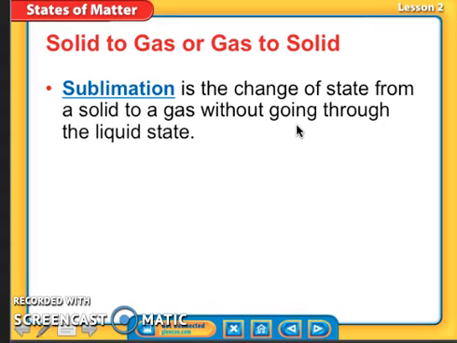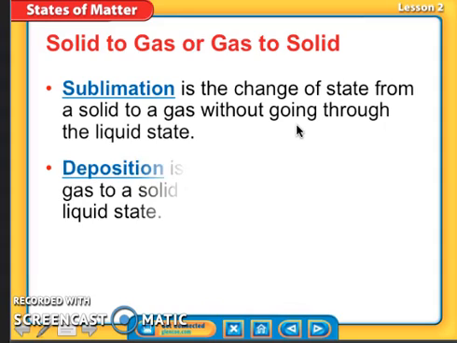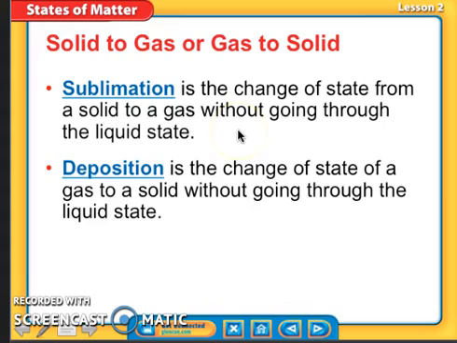So write this down, pause it. Again, dry ice, from solid straight to gas. Now the opposite is deposition. Deposition. The process of changing directly from a gas to a solid.